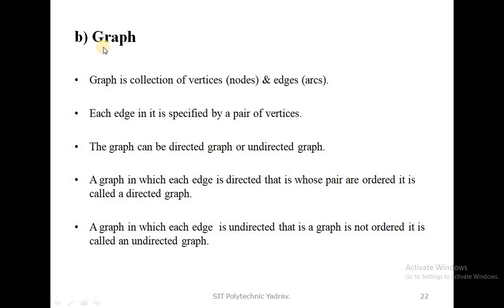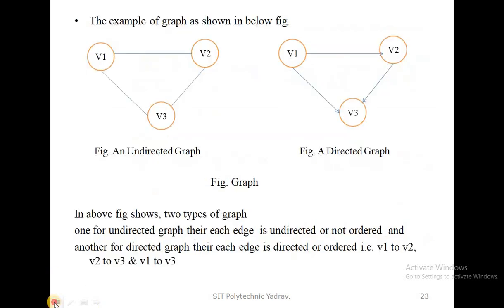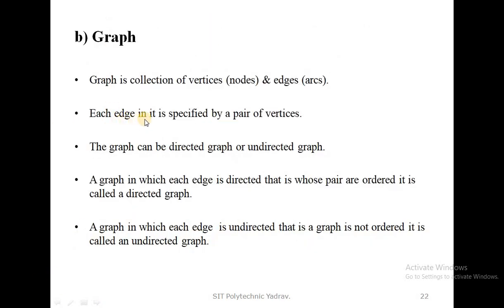Next, second, graph. A graph is a collection of vertices, known as nodes, and edges, known as arcs. Each edge in it is specified by a pair of vertices. Means what? In that, edges are connected with a pair of vertices.